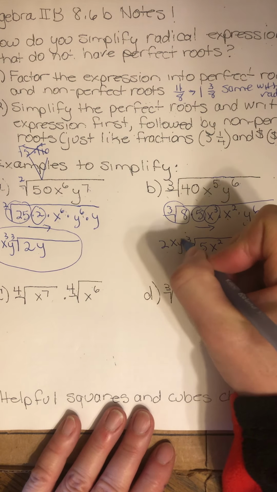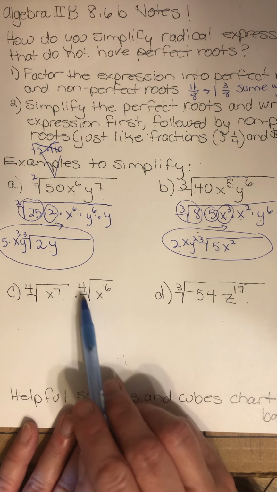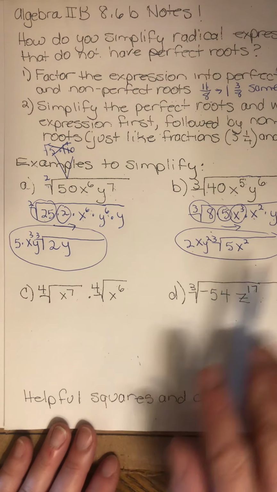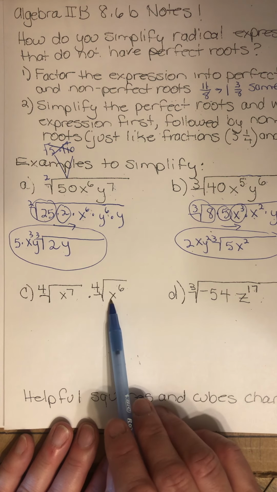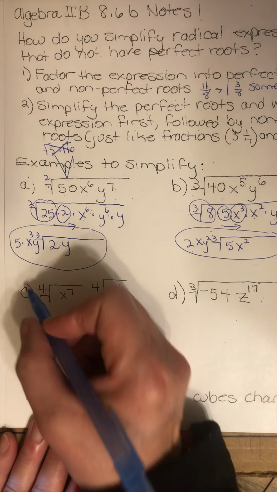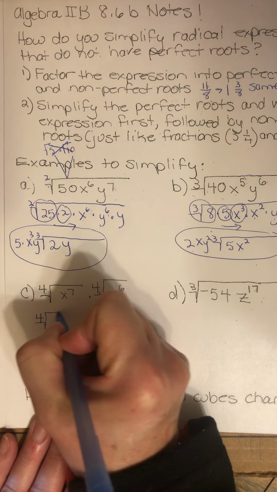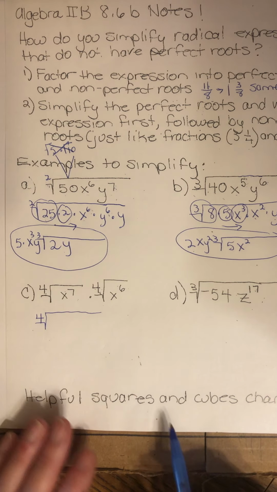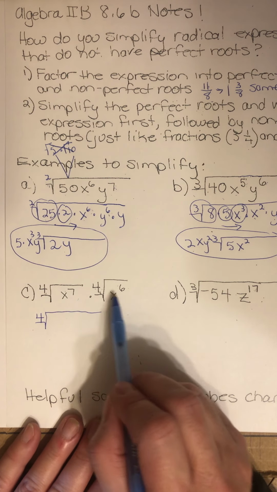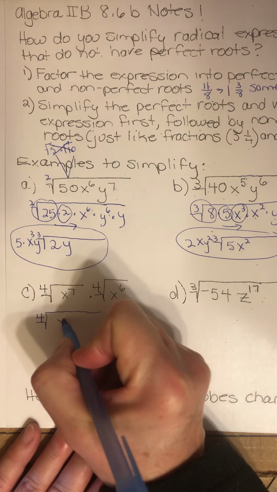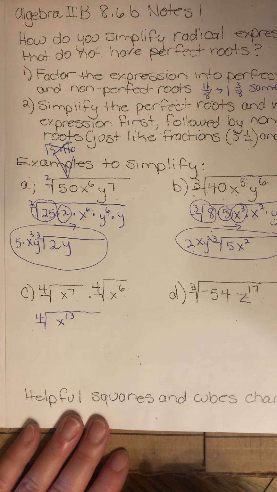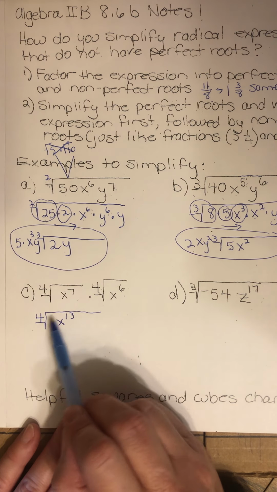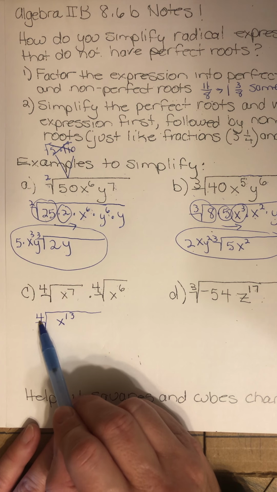Let's take a look here. 4th root of x to the 7th, 4th root of x to the 6th. Neither one is perfect. They both have the same 4th root. Let's at least put them under one 4th root symbol and see what we can do. X to the 7th times x to the 6th is x to the 13th. There we go. Notice 13 divided by 4 is not a perfect exponent.